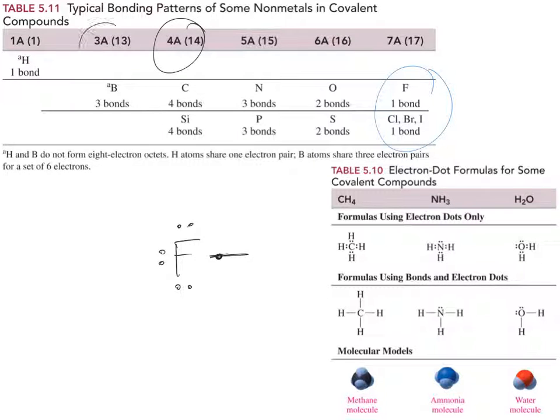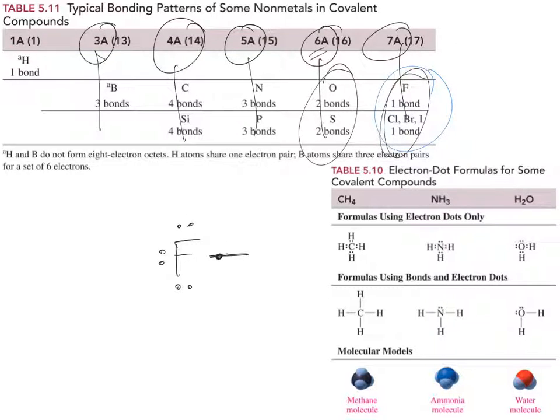So again, these numbers that I'm circling right here, these were from the tops of the columns on the periodic table for these elements underneath it. So all the halogens have 7 valence electrons. Oxygen, sulfur have 6.